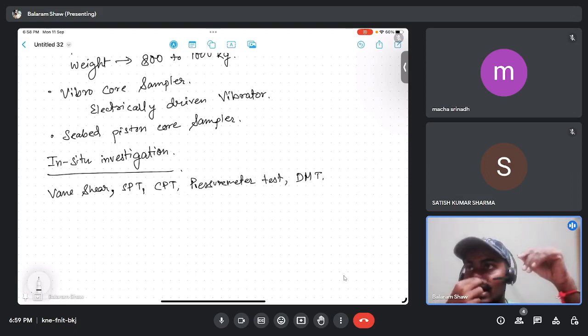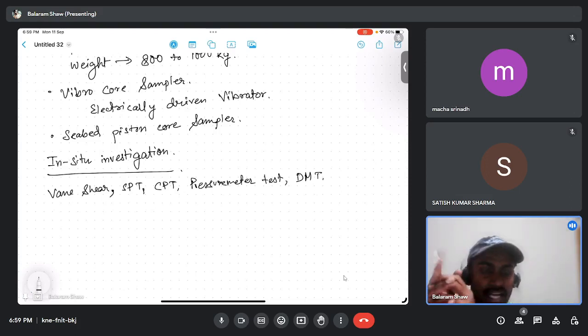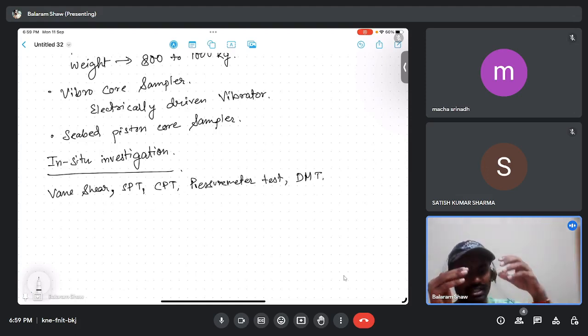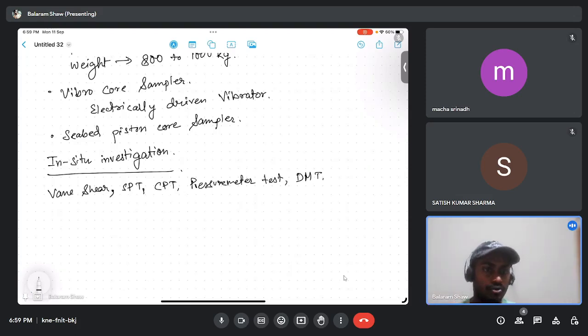In the dilatometer test, it can be performed from the seabed also. A steel frame which is anchored to the seabed, and steel plates will be provided within the steel frame to provide the resistance against the rod push. So these are the dilatometer tests and all the tests. These were the in situ investigation.